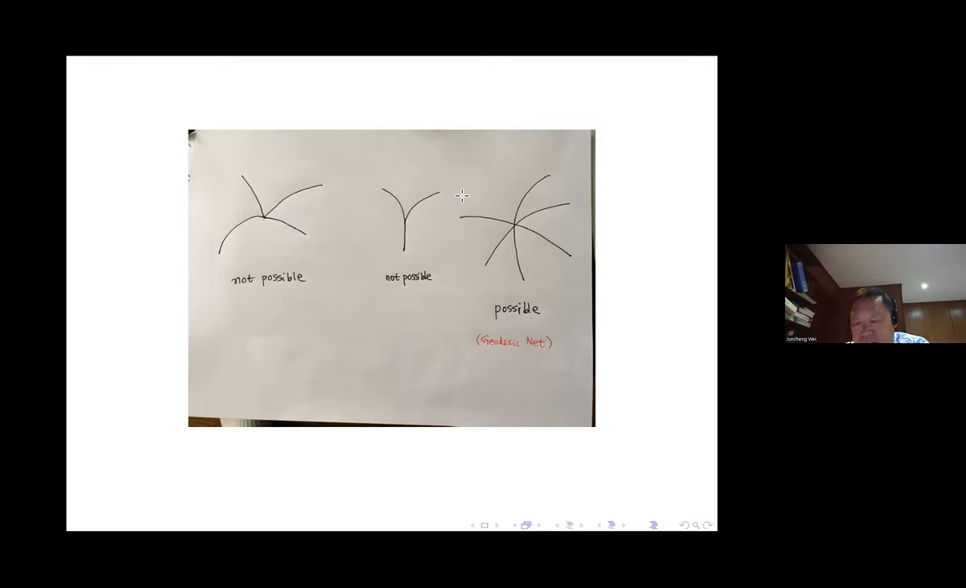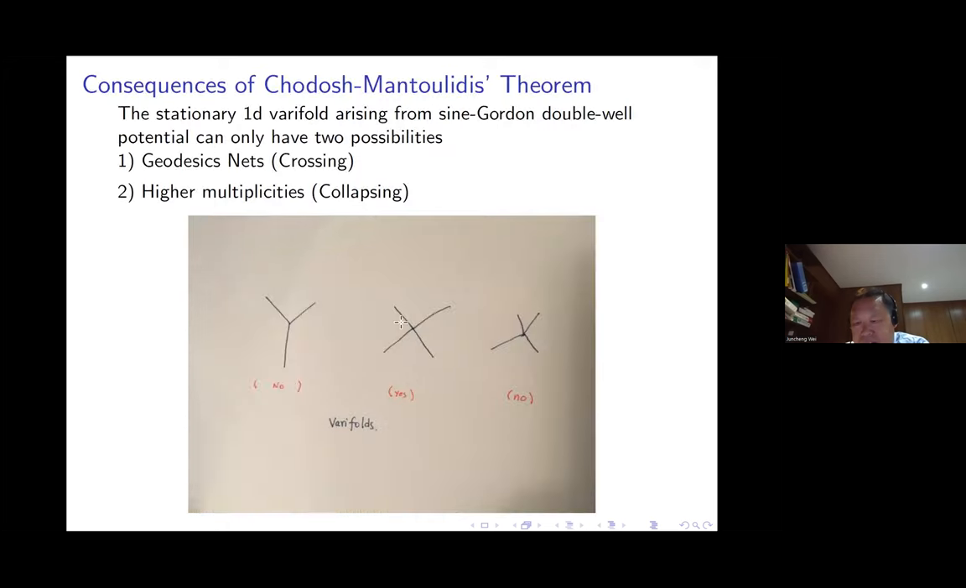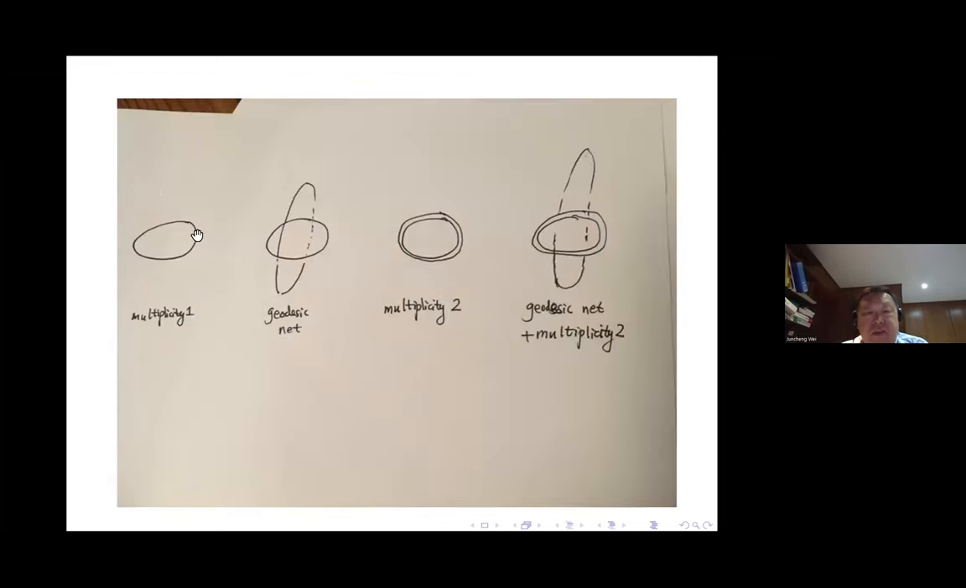So the consequence of the Chodosh–Mantoulidis multiplicities theorem says that the stationary one-dimensional varifold arising from the sine-Gordon double-well potential can only have two possibilities: geodesics with a higher multiplicity, or geodesic nets. So this is a geodesic with multiplicity one. This is a geodesic net: you have two geodesics and they cross each other. So this is possible. And you can also have a multiplicity two geodesic, and you can have a geodesic net with multiplicity two. So these are the possibilities of the integral varifold for Allen-Cahn.